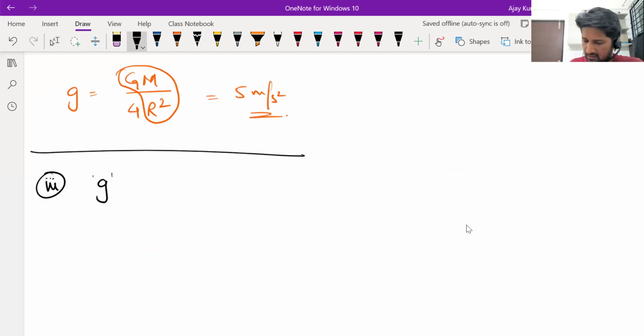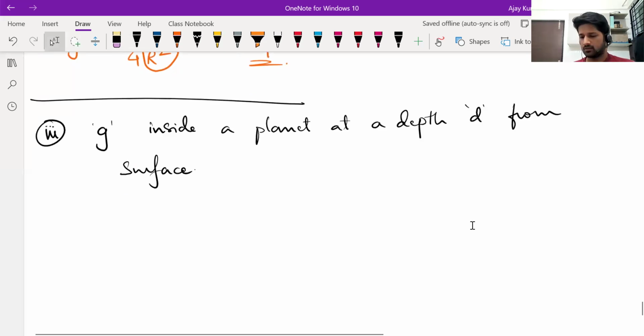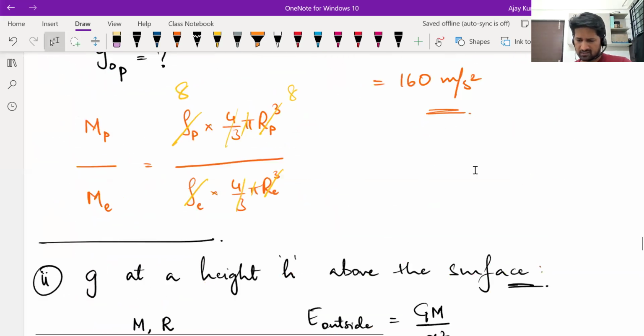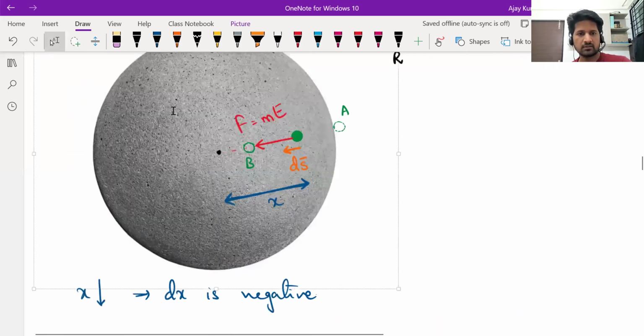Acceleration due to gravity inside a planet at a depth small d from the surface. Okay, let's visualize this situation first. I'll treat the planet as a solid sphere, and not every planet is as colorful as the Earth.